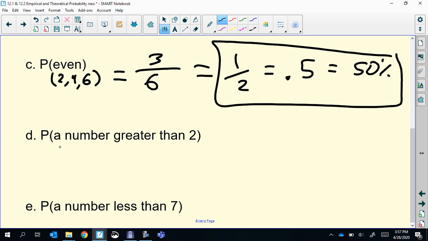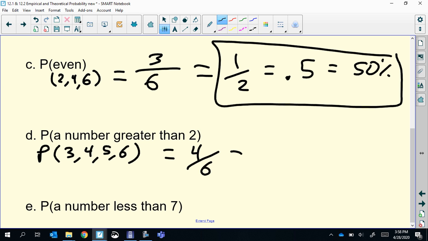A number greater than 2. So we're only talking about numbers on a die. So numbers greater than 2. So not a 1, not a 2, because 2 is not greater than, but greater than would be 3 and 4 and 5 and 6. It's basically the same way of saying that. So that's 4 numbers out of the 6, which reduces to be 2/3. And again, you could do decimal or percent.